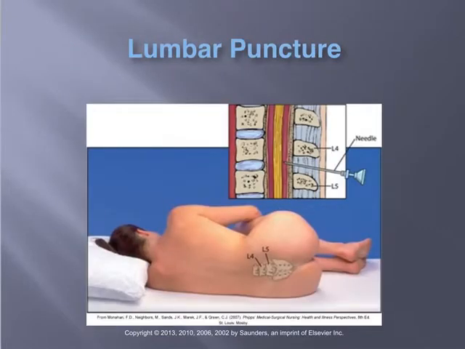From there, we're going to talk about lumbar punctures. They are done with the patient in a flexed position to maximize the space between the vertebrae. The lumbar puncture needle is usually inserted between L4 and L5, and we want that needle to go into the subarachnoid space. We don't do this procedure, but we do assist with this procedure.